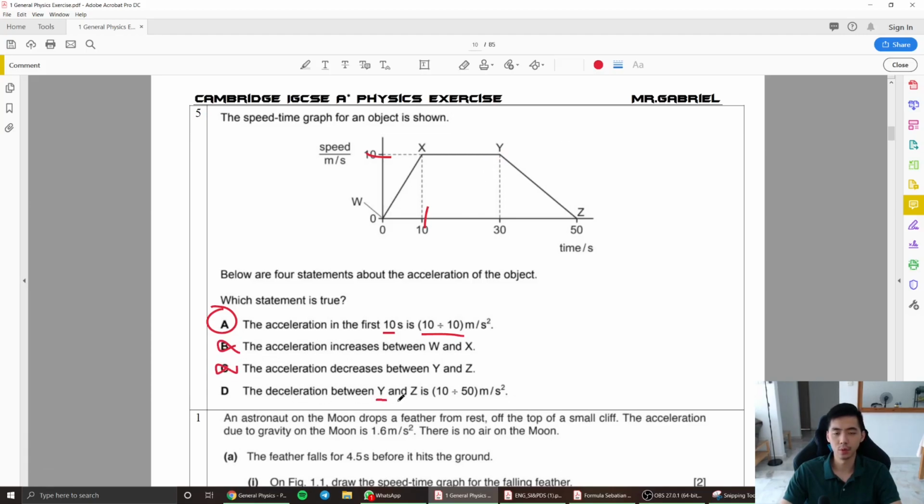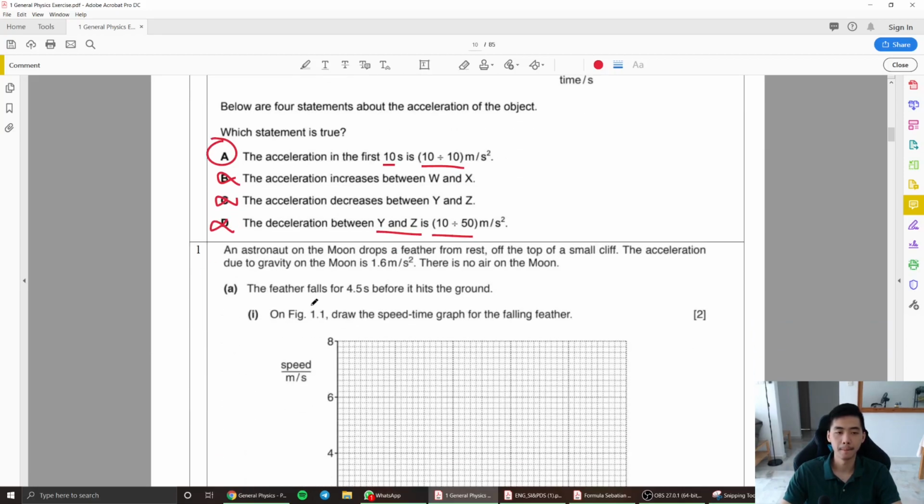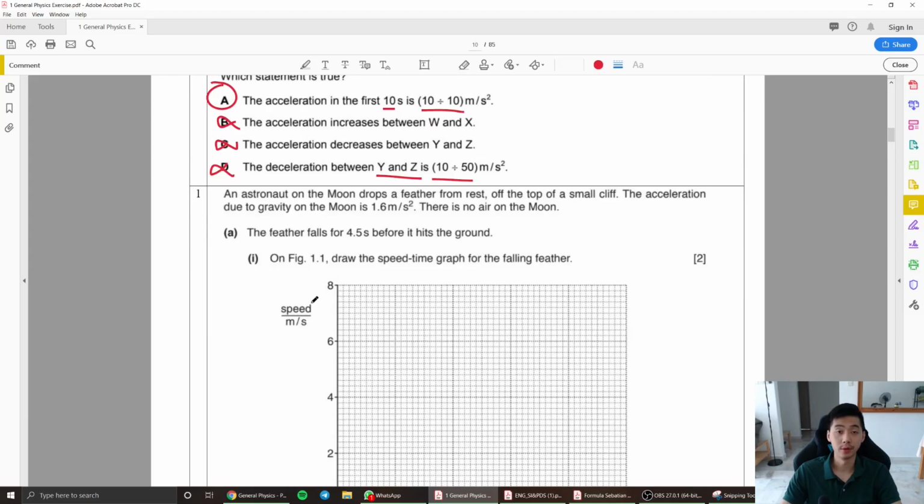The deceleration between Y and Z is 10 divided by 50. No, it should be 10 divided by 20 here. So answer is going to be A. Alright. Moving on to the next question here.